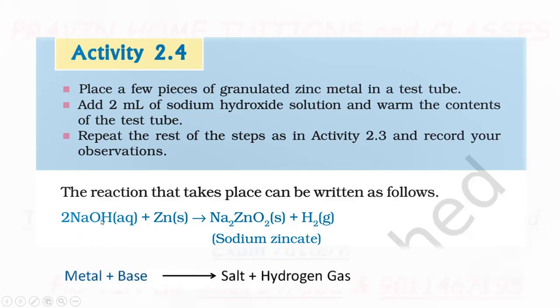Now, if metal reacts with base, salt plus hydrogen gas is formed. So NaOH is in aqueous state. Zinc, this is base, this is metal. When they react with each other, Na2ZnO2, sodium zincate, this is a salt, and hydrogen gas is evolved. Means when metal reacts with acid and base, the products formed are salt and hydrogen gas.